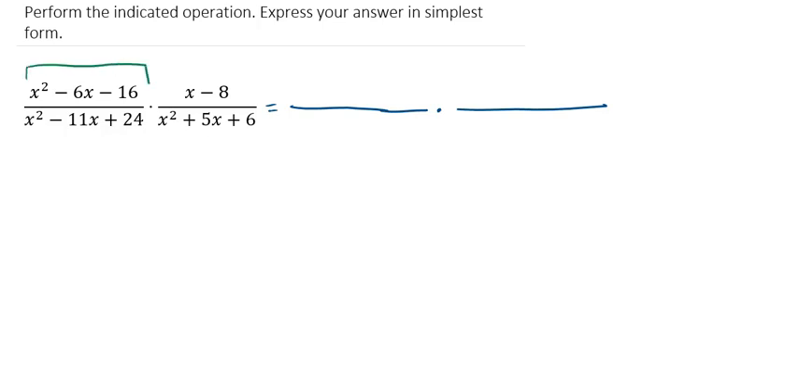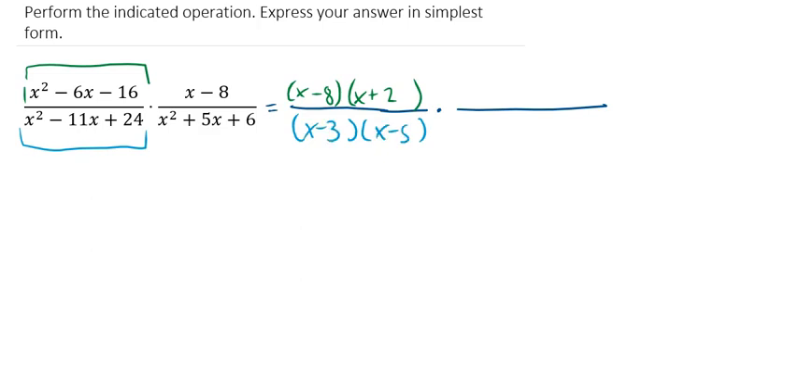This thing, x squared minus 6x minus 16, is the easy version of factoring, where it's a quadratic with a leading coefficient of 1. So I'm just looking for things that multiply to negative 16 and add to negative 6. That's negative 8 and positive 2. On the denominator, I'm looking for things that multiply to 24 and add to negative 11. So I'm thinking x minus 3, x minus 8. X minus 8, there's no way to factor. It's just x minus 8. And x squared plus 5x plus 6, that's x plus 2 times x plus 3.